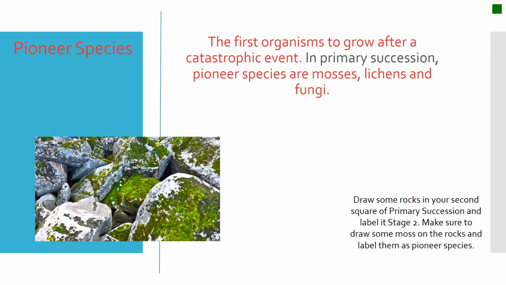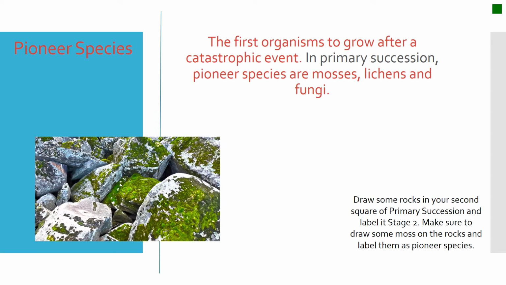All right. So in primary succession specifically, our pioneer species are going to be mosses, lichens, and fungi. All right, so what you see in that little picture right there is a good example of moss. So once again, we're now in the second box underneath primary succession. In that first box, you should have a volcano. The box directly to the right, go ahead and label it stage 2.